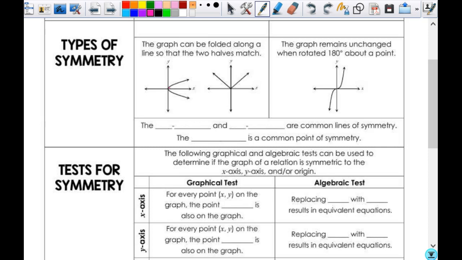So it says the graph, well, we don't have to take out the can be. We'll take out the folded along. Okay, it can be reflected across a line, not so that the two halves match, but across a line so that, now mark that out, it coincides with itself. If I reflect this in the x-axis, it's going to look exactly like it does right now. If I take this and I reflect it in the y-axis, then it's going to look exactly like it does right now. Does that make sense to you?